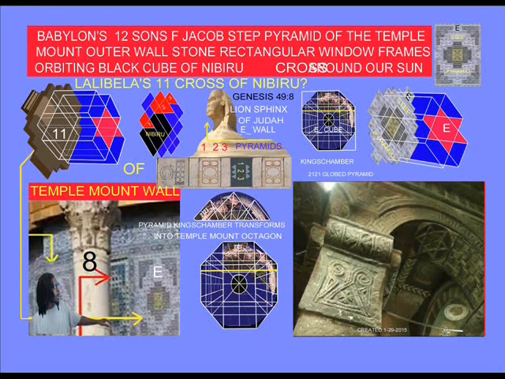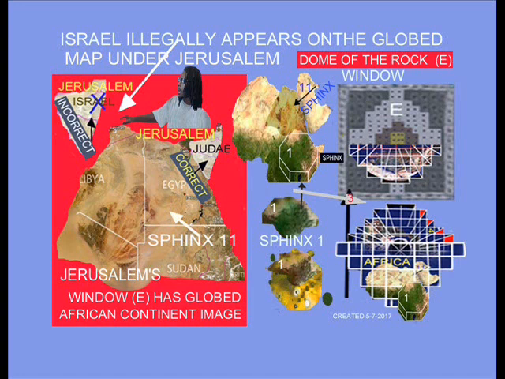is appearing in the Dome of the Rock octagonal building structure. They have the Golden Dome in Jerusalem. You walk around the eight walls, and they all have stone rectangular window frame. Each stone rectangular window frame has a step pyramid image. So we're talking about Babylon when we talk about the African sons of Jacob, okay?